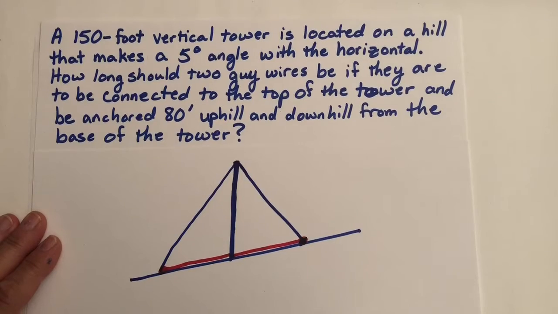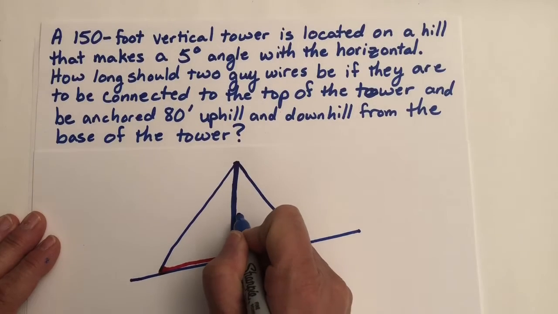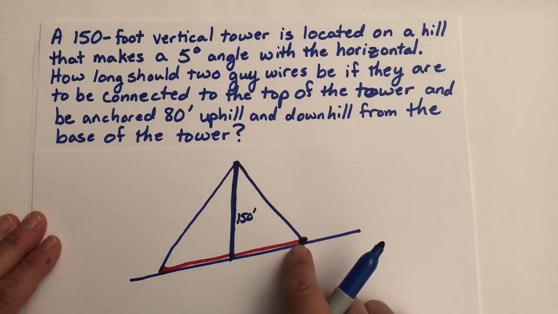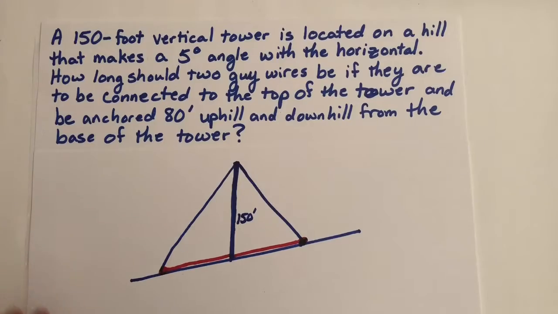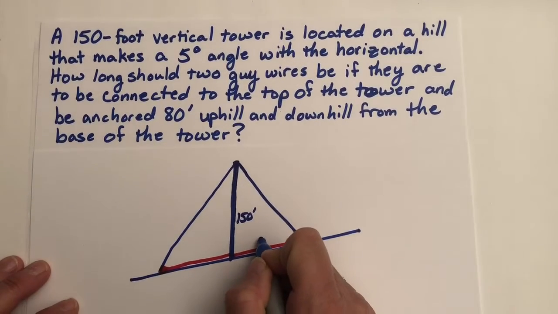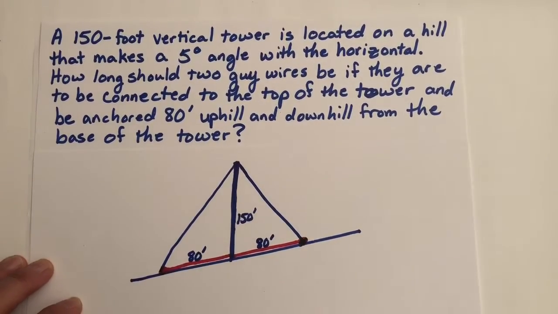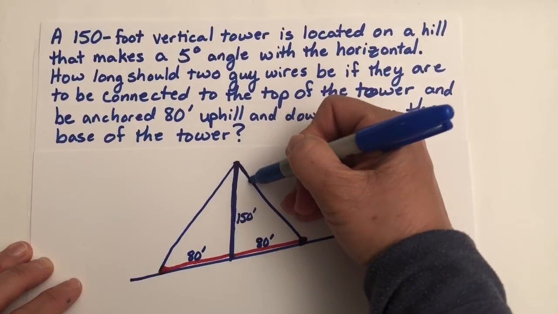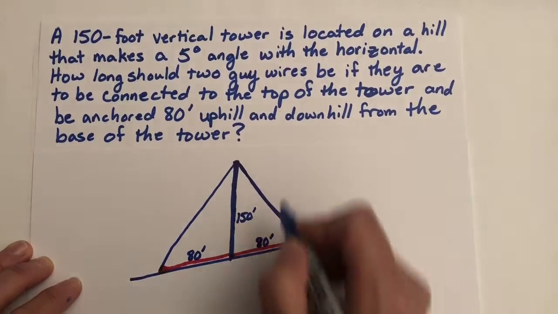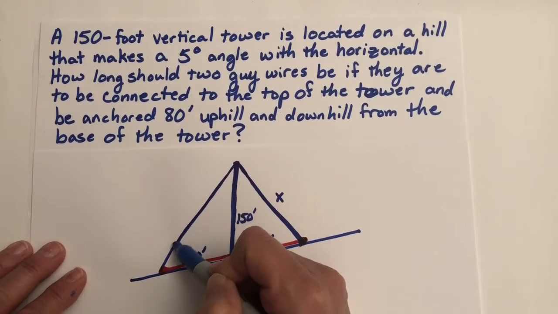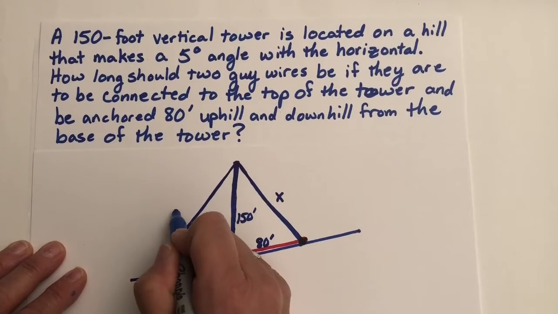Let's see, let's fill in what else we know. We know the vertical tower is 150 feet tall, so let's put in 150 right here. We also know that this is 80 feet, as is this, so let's label that as well. 80 feet, and this is 80 feet. Now our job is to find the length of this side. Let's just call it X. And similarly, in this triangle over here on the left, we're trying to find the length of that side, and we'll call that Y.